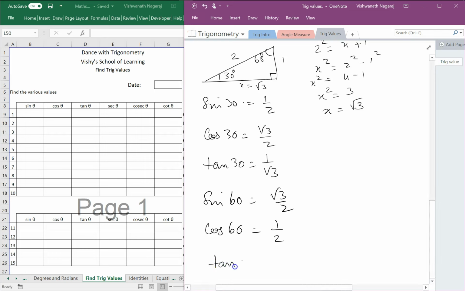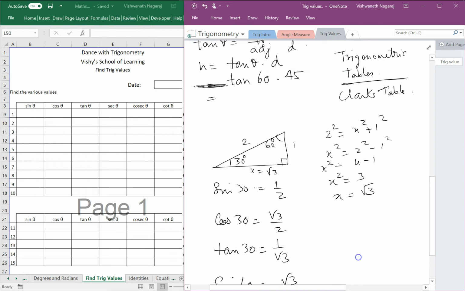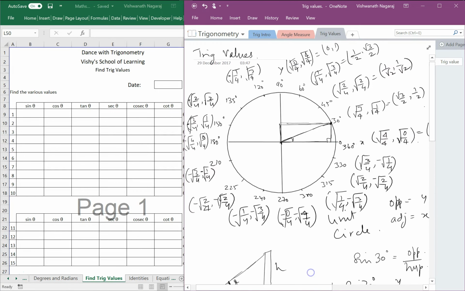Now tan 60 degree will be what? Sine by cos. So root 3 by 1, that is root 3. Okay, you see, using this triangle, this unit circle, we can figure out a lot of things, right? For example, if you look at 30 degree, it is root 3 by 2 and 1 by 2, right?